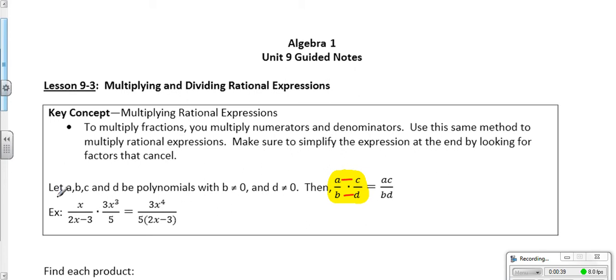So here, again, notice top times top, bottom times bottom. In this case, they just wrote it out like that. They actually didn't distribute. Again, the same rules apply. You cannot have a denominator of 0 or anything that you could plug into x to cause the denominator to be 0.